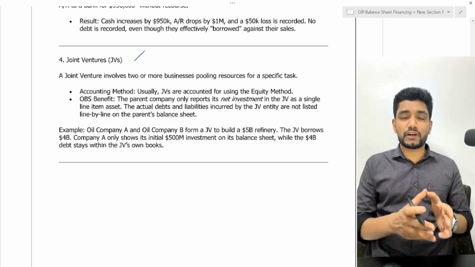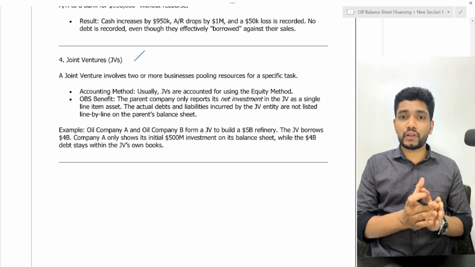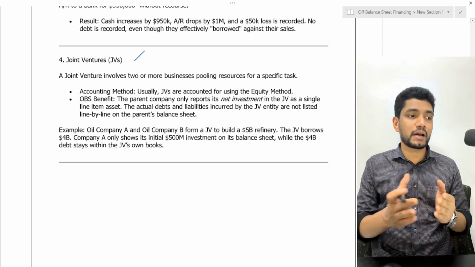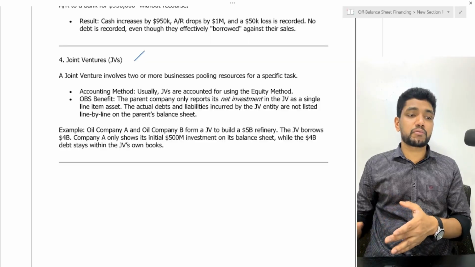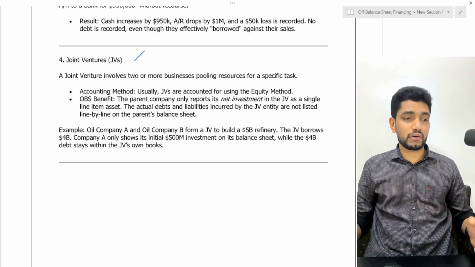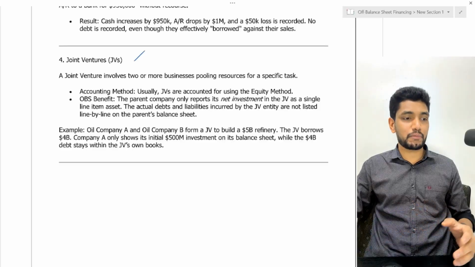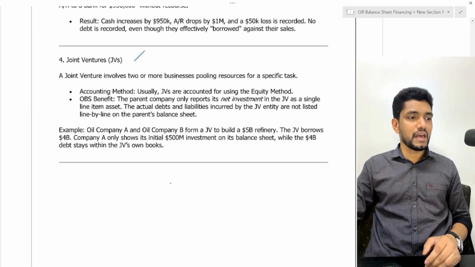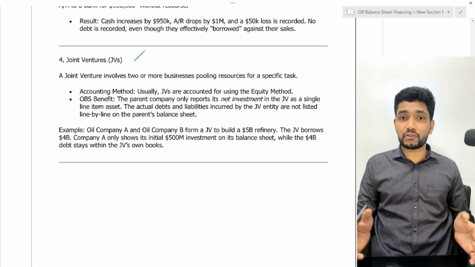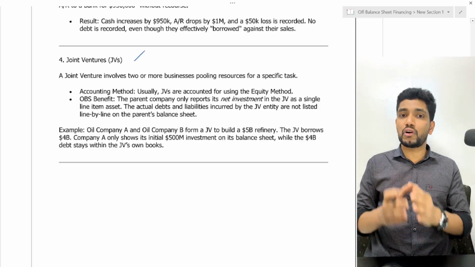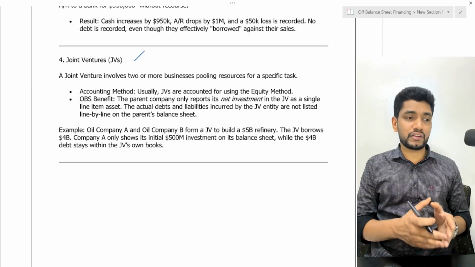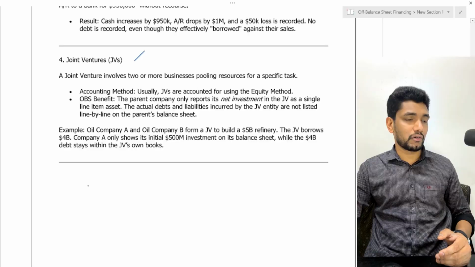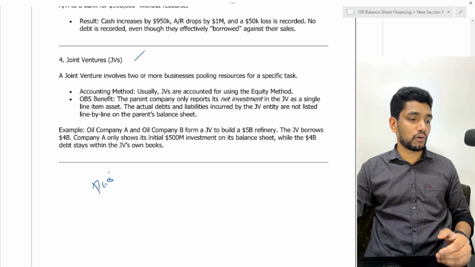Suppose two companies focus on the same area, so they can combine and create a joint company or joint venture. Through this joint venture, they can pool the funds and carry out that specific task or project. Again, the joint venture is similar to a special purpose entity. It will not show the joint venture company's liabilities and assets in the parent company's balance sheet. So in this case, you will have two or more parent companies.